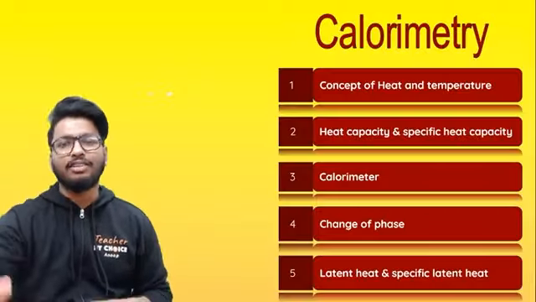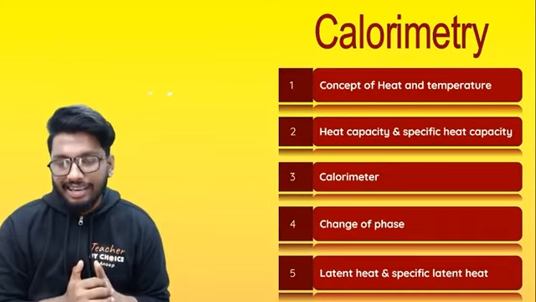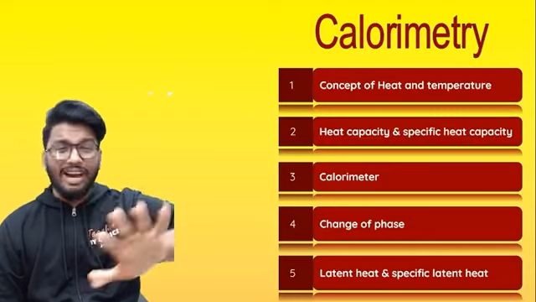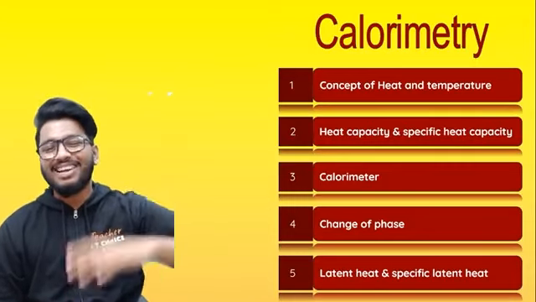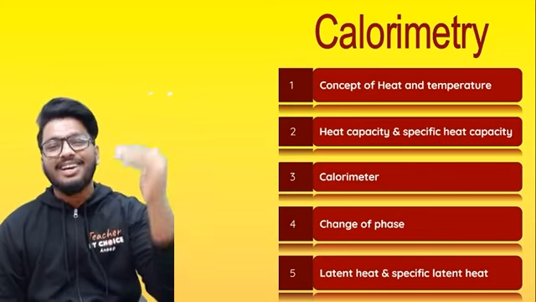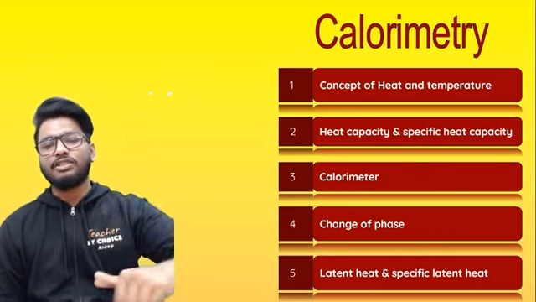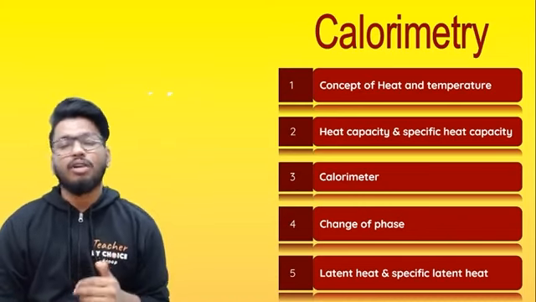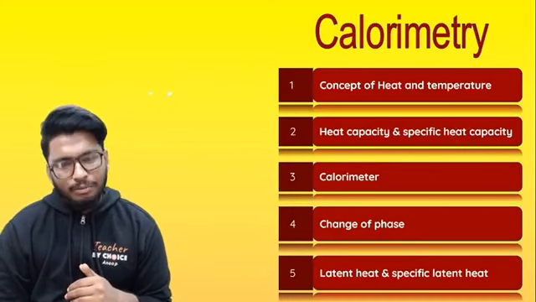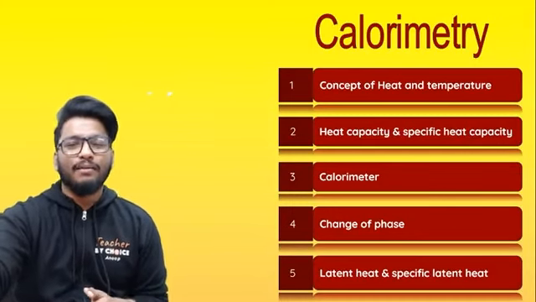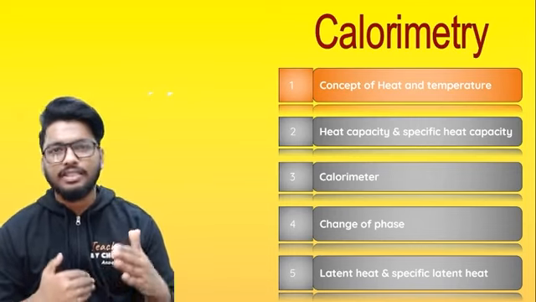But before we get into the session, let me tell you how the session is divided. We have divided this chapter into five small sessions. The first one is concept of heat and temperature. Then you have heat capacity and specific heat capacity. Then it's calorimeter, change of phases, and latent heat and specific latent heat as well. So that said, let's begin without wasting any more of your valuable time. Concept of heat as well as temperature.